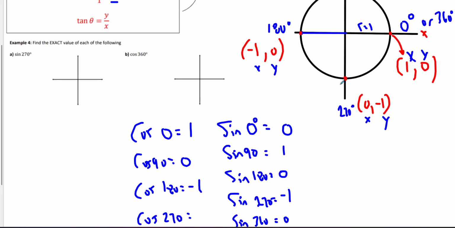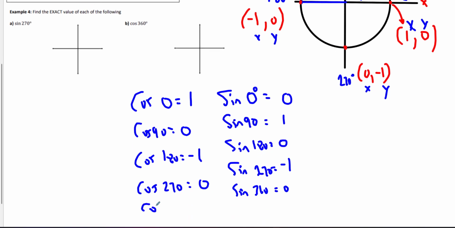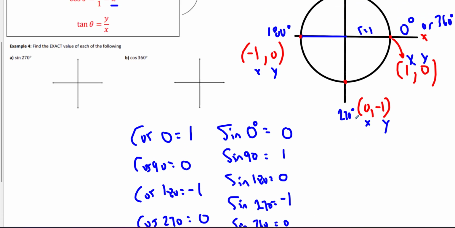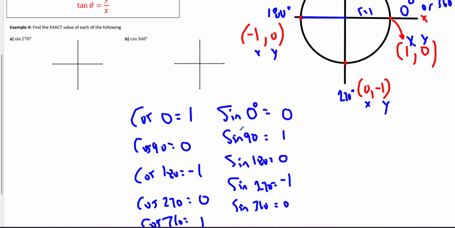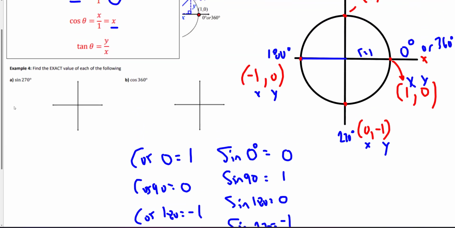Cos of 270, my x value now is 0. Cos of 270 is 0. And cos of 360 is the same thing as cos of 0, so it's just 1. So once again, you can get these values just by using your calculator, but remember back in the day, calculators didn't exist. They had to figure out ways to do this without calculators. And yeah, this is how you do it.